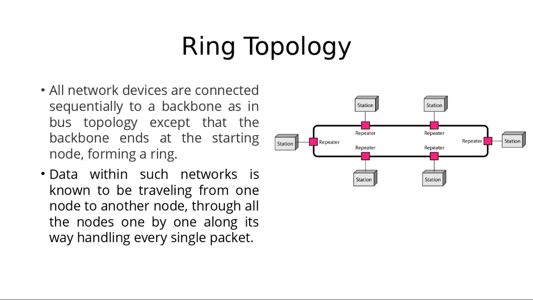As you can see, the data in such networks travels from one node to another through all the nodes one by one along its way, handling every single packet. So in a ring topology, if one device fails, it will lead to the failure of the entire topology, because the data is traveling through each device. If there is a failure in one device, it will have an impact on the whole topology.